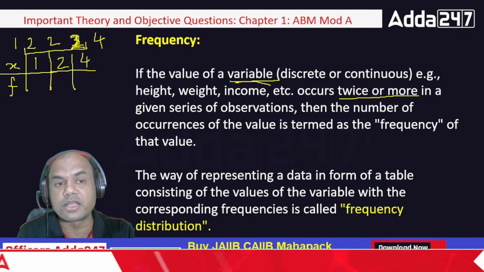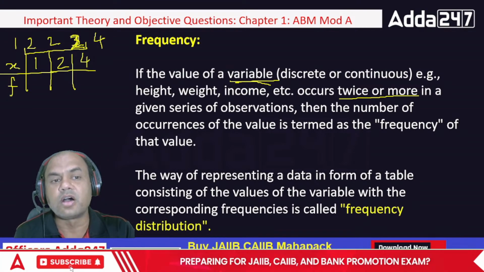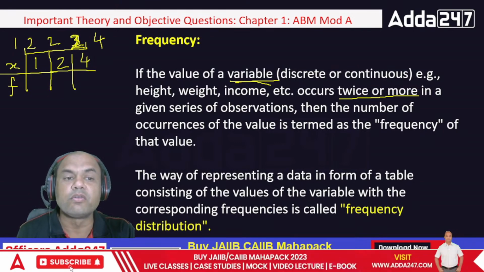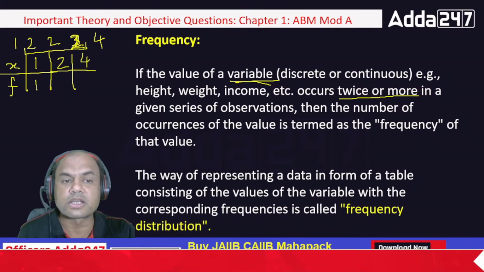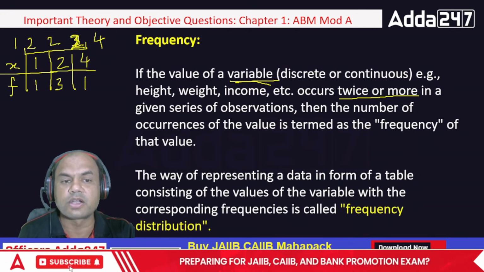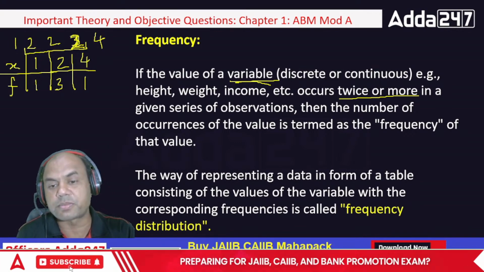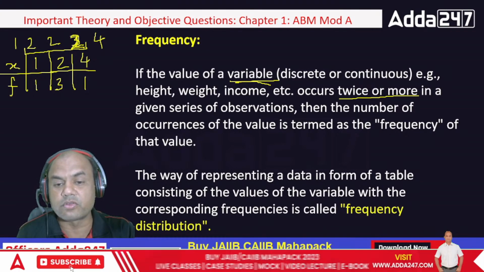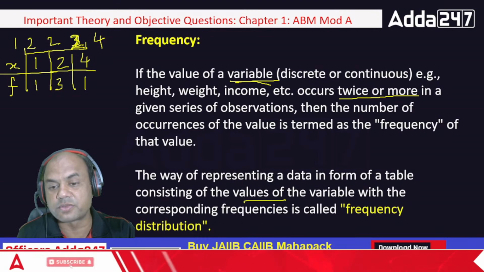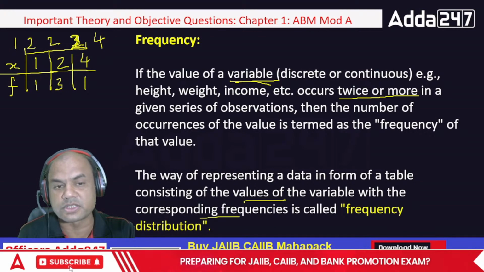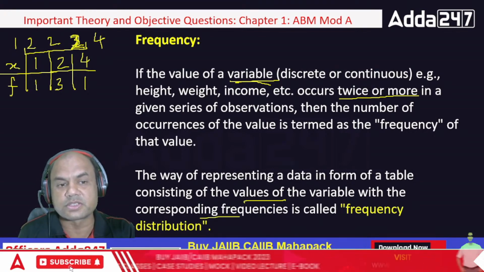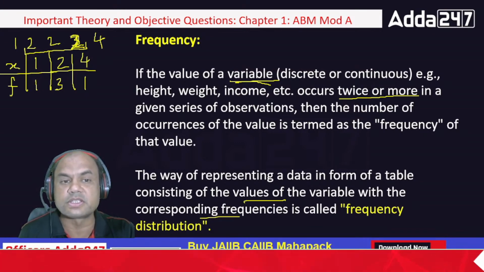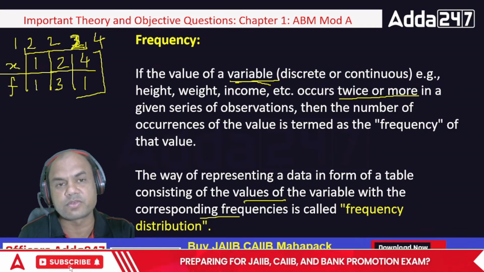Individual units, how many unique values are there? 1, 2, and 4. What is the frequency? 1 is occurring 1 time, 2 is occurring 3 times, and 4 is occurring 1 time. Right? So the way of representing the data in the form of a table consisting of values of the variable with the corresponding frequency, this is the corresponding frequency and this is the value of that variable, is known as frequency distribution. This full part is known as frequency distribution.